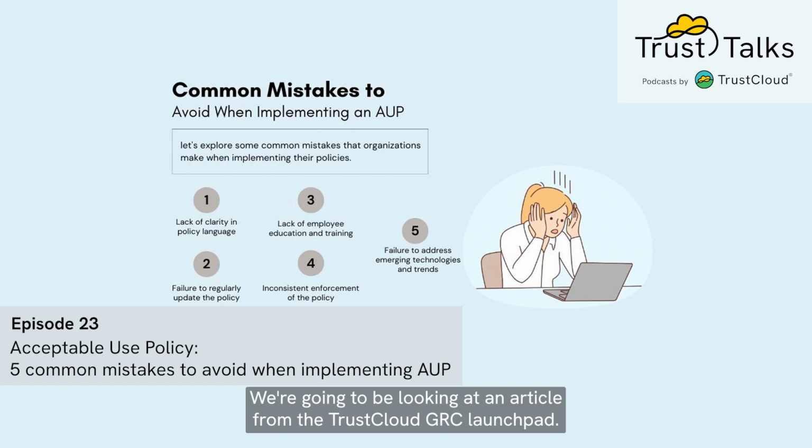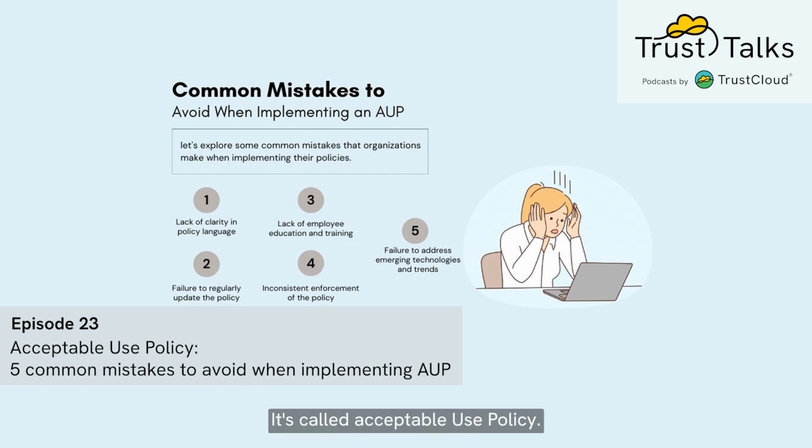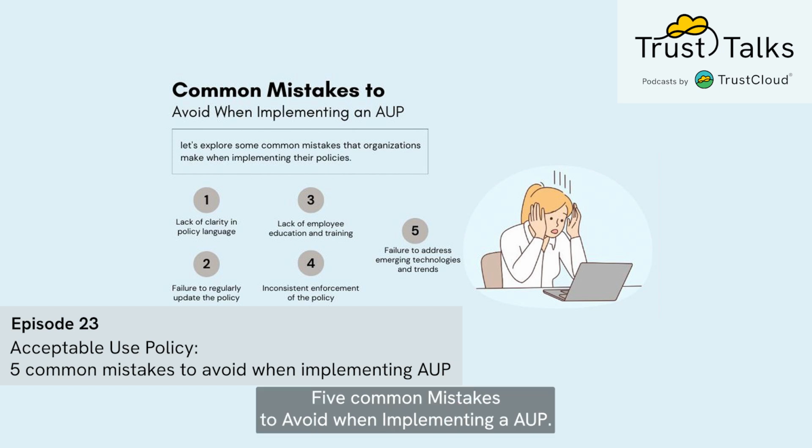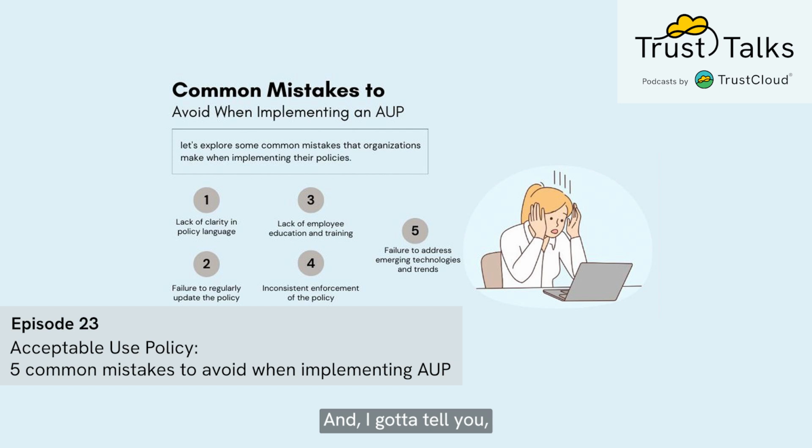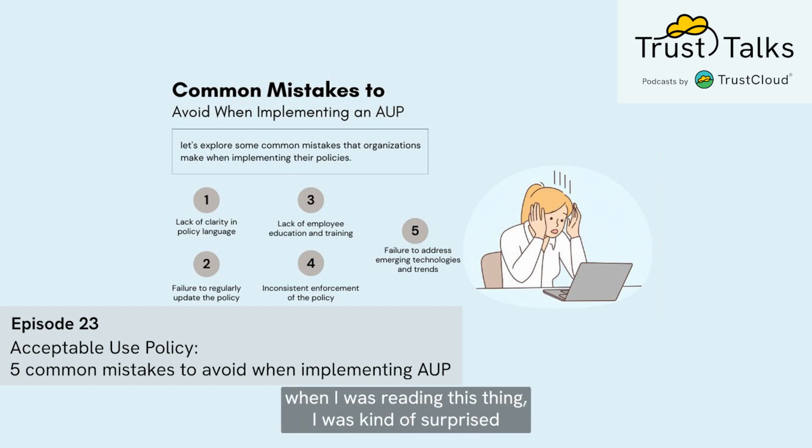We're going to be looking at an article from the TrustCloud GRC Launchpad. It's called Acceptable Use Policy, 5 Common Mistakes to Avoid When Implementing AUP. And I got to tell you, when I was reading this, I was kind of surprised by some of the mistakes that businesses are making.